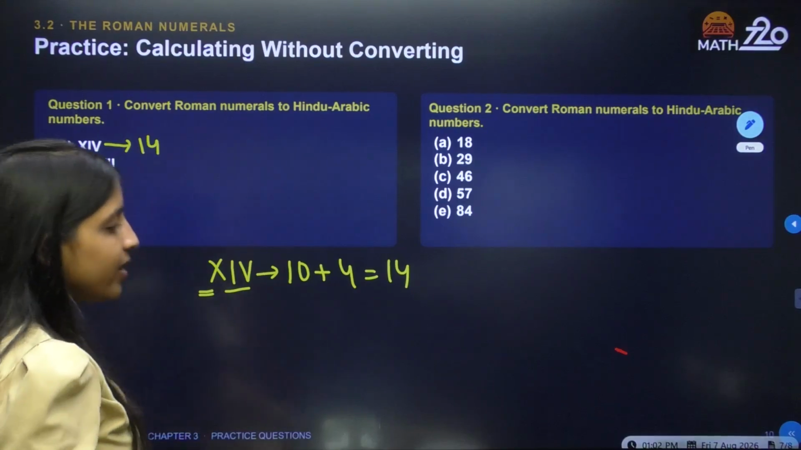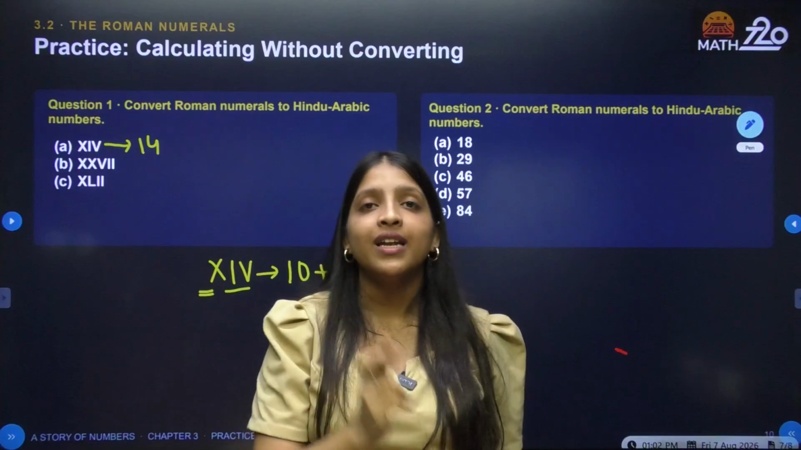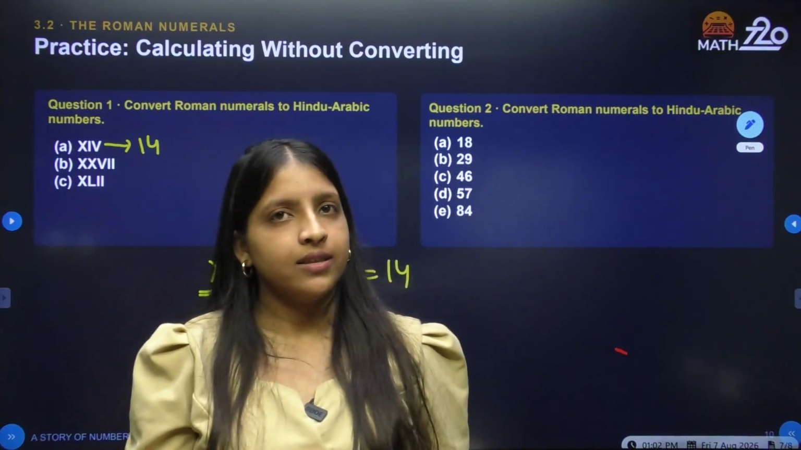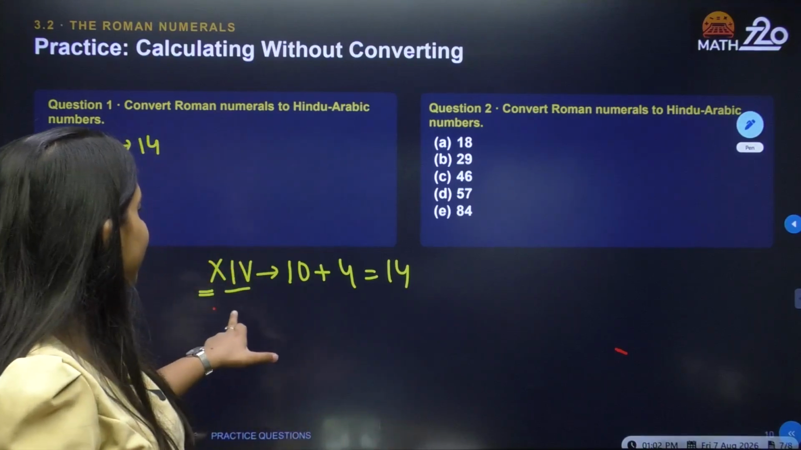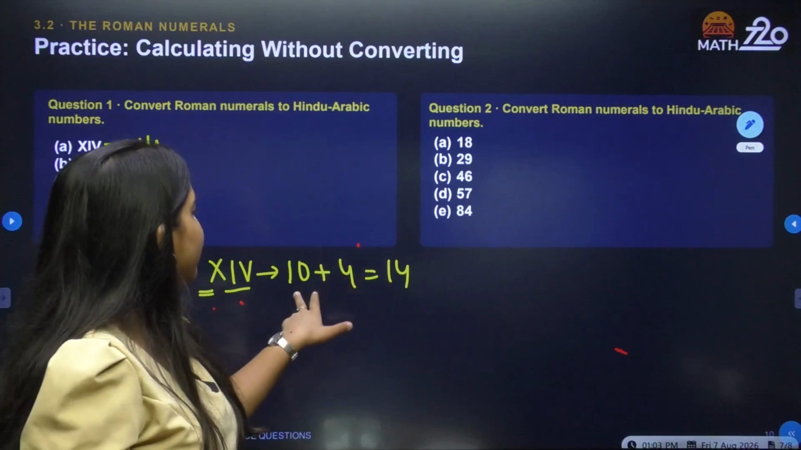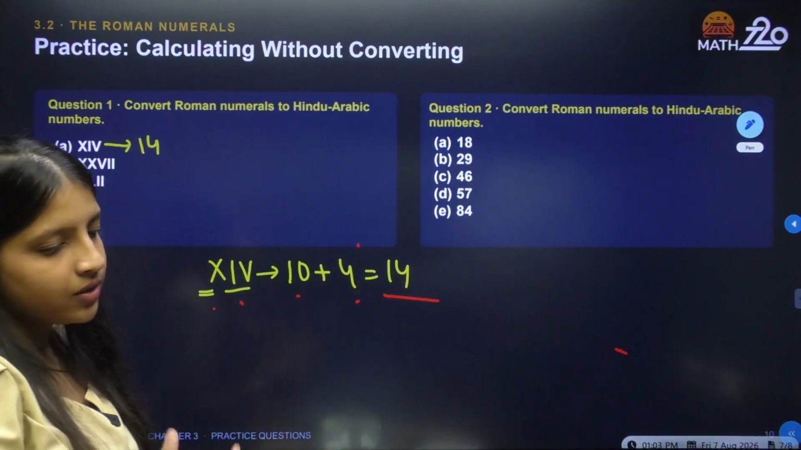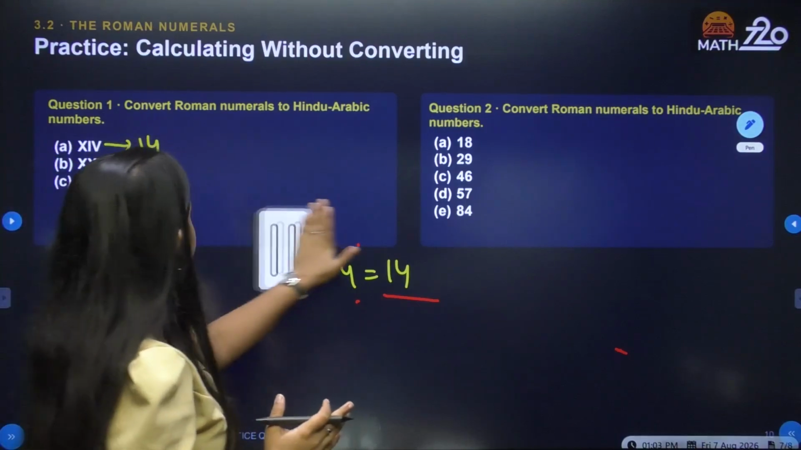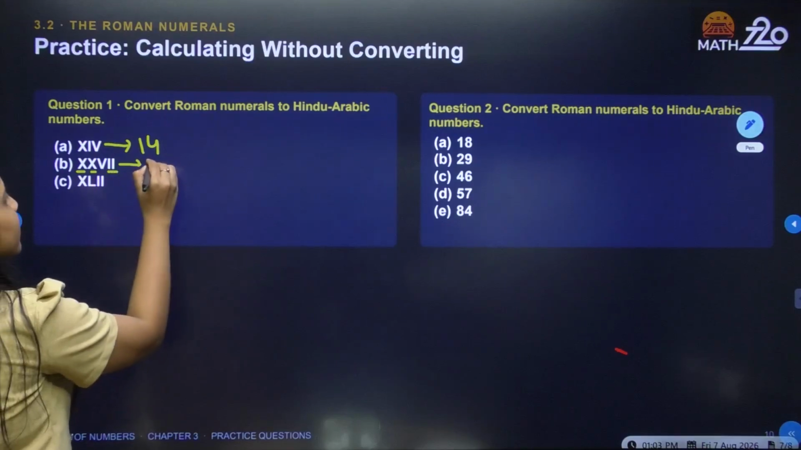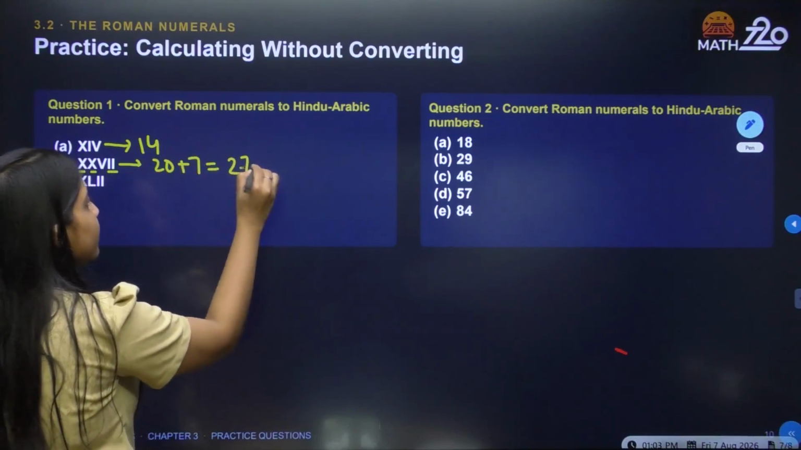So guys, for this we should know the Roman representation of the landmark numbers. Only then can we directly write the answers. Like here, directly 10 was there, directly 4 was there. We know that 10 plus 4 is 14. If it is done, let's discuss the next question. What is this? This is 10, 10, 7. 20 plus 7, which is 27.